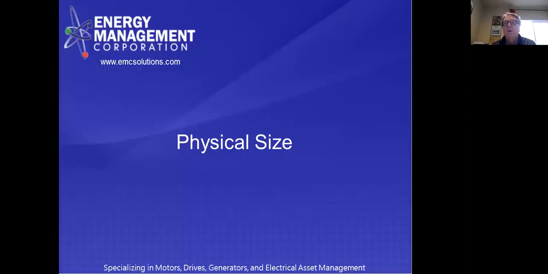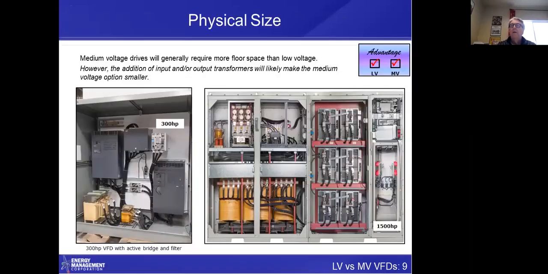Physical size, which one's bigger? Well, here, I have actually given the advantage to both. And that depends upon what you have to have there. For instance, here's a low voltage drive on the left. We have an active converter on that one and a medium voltage drive on the right. But if you have to have harmonic filters, sine wave output filters, step down transformers, it is very possible that a medium voltage drive could be smaller than a low voltage. But in most cases, medium voltage drives are certainly going to have a significant footprint.